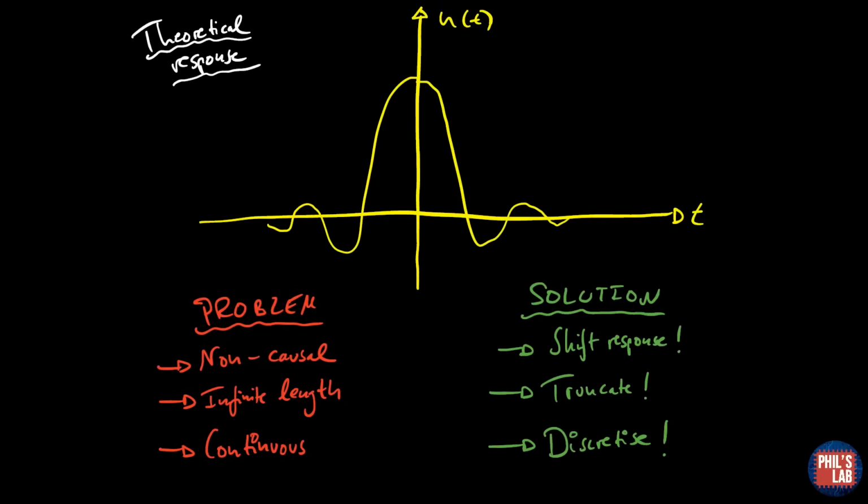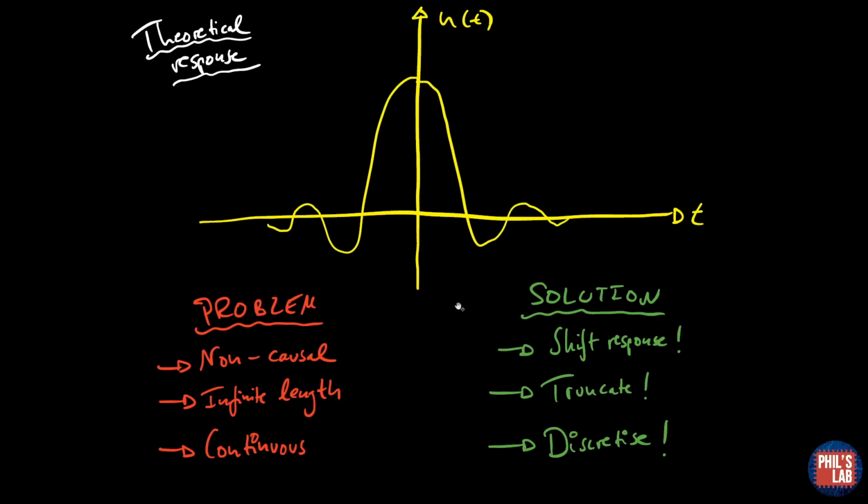Here again is the theoretical impulse response of our low-pass filter. Now we can see several problems. One of them, it's non-causal. So for time values below 0, we actually have non-zero impulse response values, and we can't implement that. We also have infinite length. So even though these tails decay towards 0 as t goes to plus minus infinity, they will still be non-zero, so it has infinite length. And thirdly, because we want to implement this on a computer, it's in continuous time, and we need discrete time.